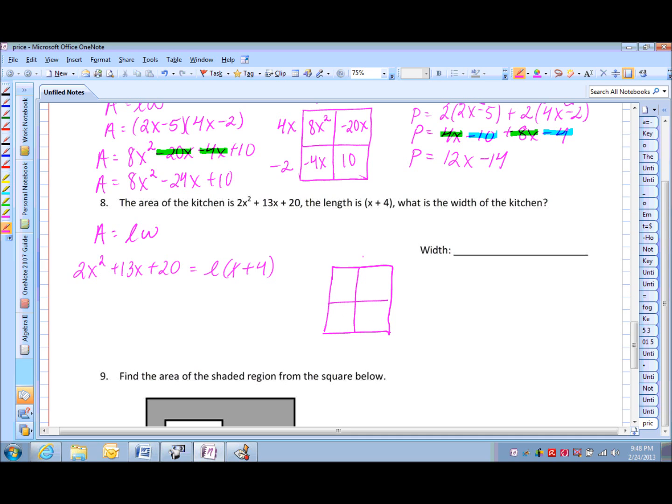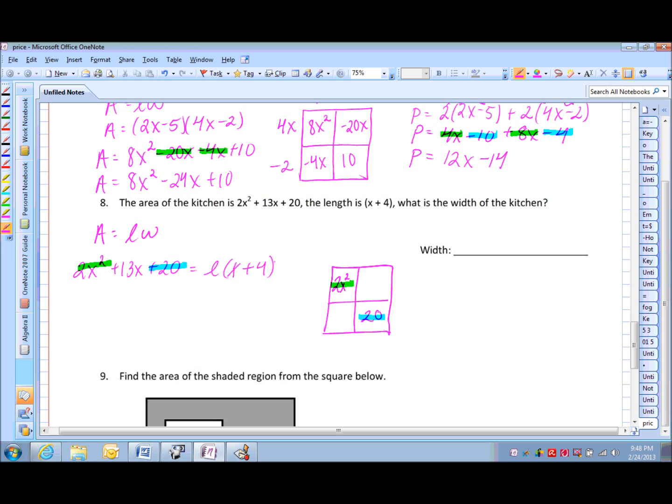And my area in the last problem ended up being what was inside my box. The first term goes in the upper left-hand corner, so you always put 2x squared, the first term, in the upper left-hand corner. Then I'm going to take the last term and put it in the lower right-hand corner. So I'm going to put the 20 in the lower right-hand corner.